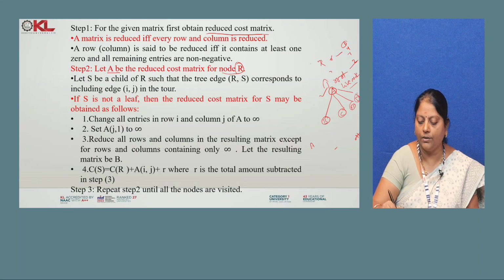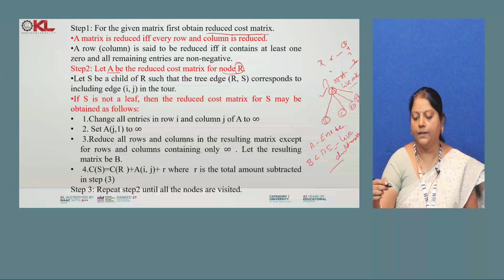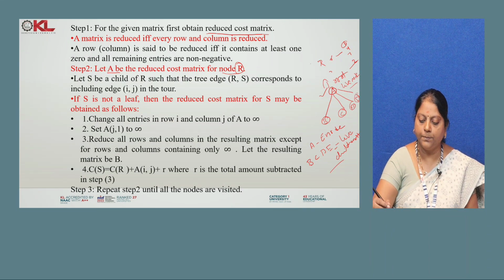Here A is called the E node, and B, C, D, E are called live nodes because they don't have any children yet. Here in the traveling salesman problem, the solution can be represented by this state space tree. This is called the state space tree.